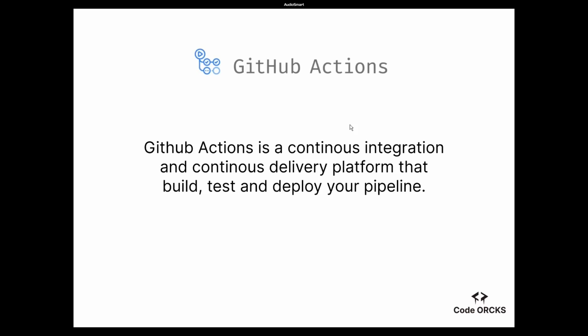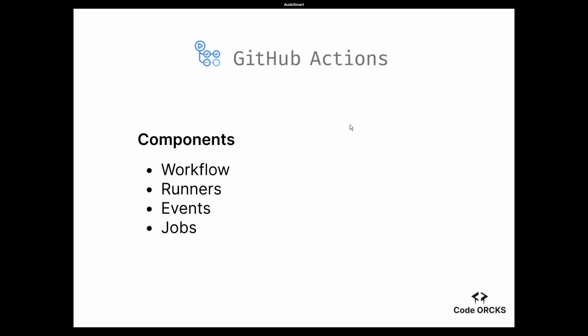GitHub Actions has 4 main components which it uses to achieve this. The 4 of them are the workflow, the runners, events, and job. Well, let's take it one by one. Let's see what exactly each component does in the whole process. Let's take the workflow first. What is the workflow?